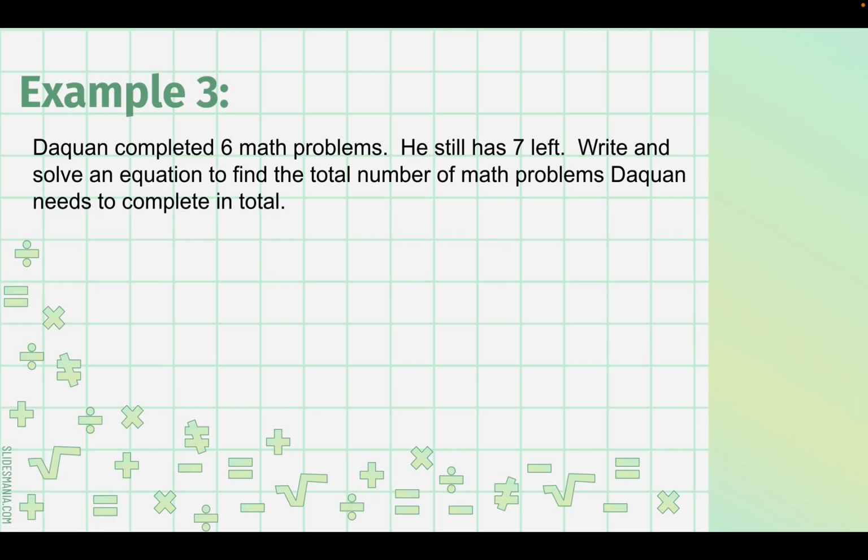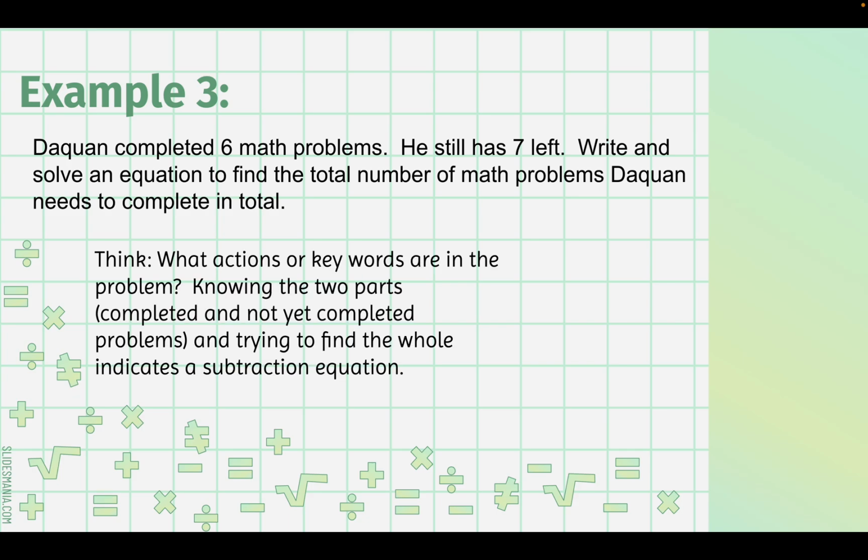Example 3. Daquan completed 6 math problems. He still has 7 left. Write and solve an equation to find the total number of math problems Daquan needs to complete in total. So we're going to think, what actions or keywords are in the problem? Knowing the 2 parts, completed and not yet completed problems, and trying to find the whole indicates a subtraction equation.